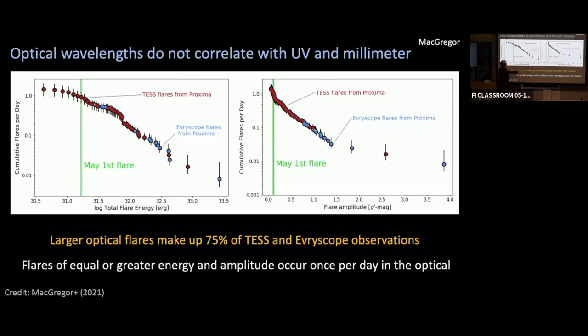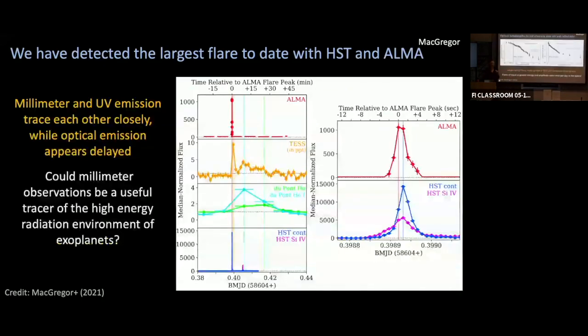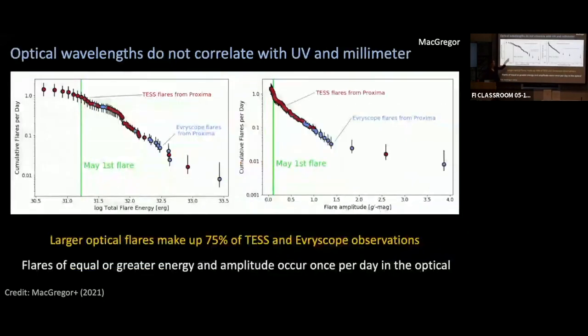So very large flares are over here on the right, and really tiny flares are over on the left. They occur almost every minute. And the green line is where this flare is in the optical data. So a flare of that size that we see brightening by 15,000 in Hubble is smaller than about 75% of the flares seen from Proxima and would occur every single day. But on the other hand, in the millimeter and UV, it's an extremely large event.